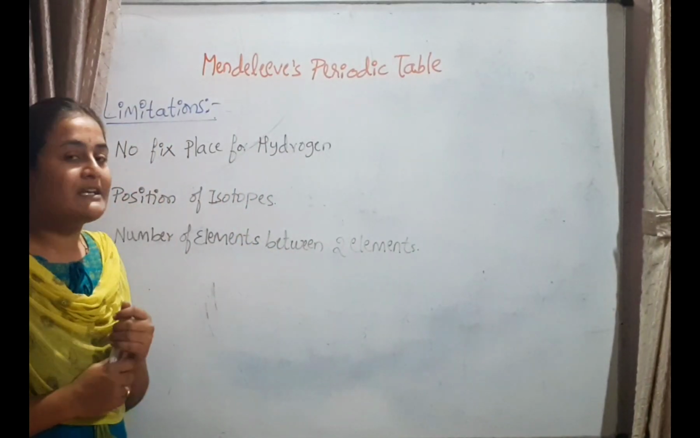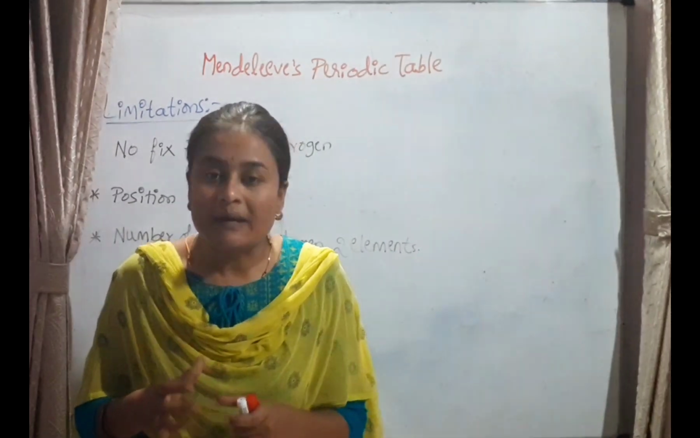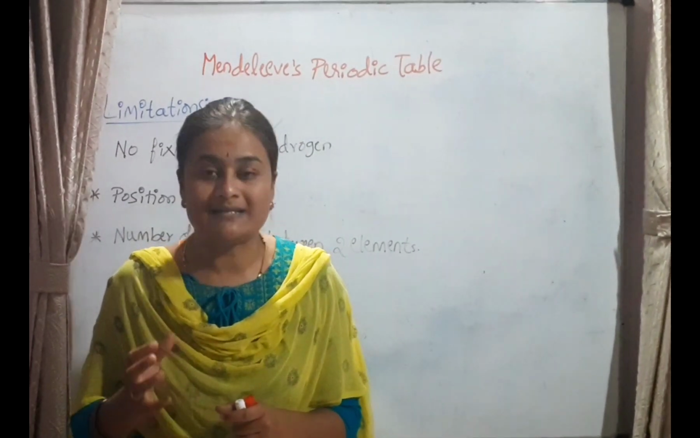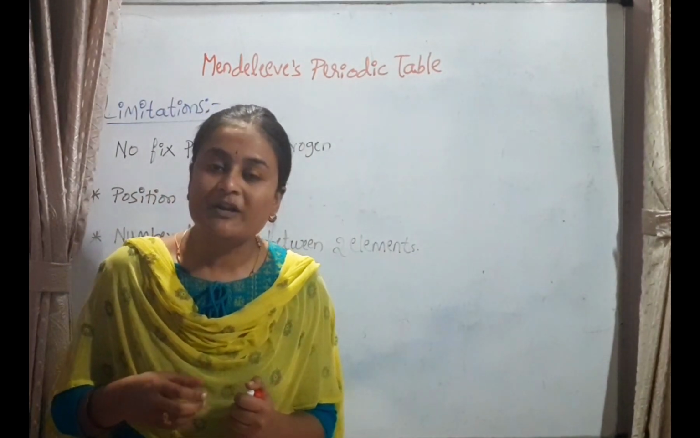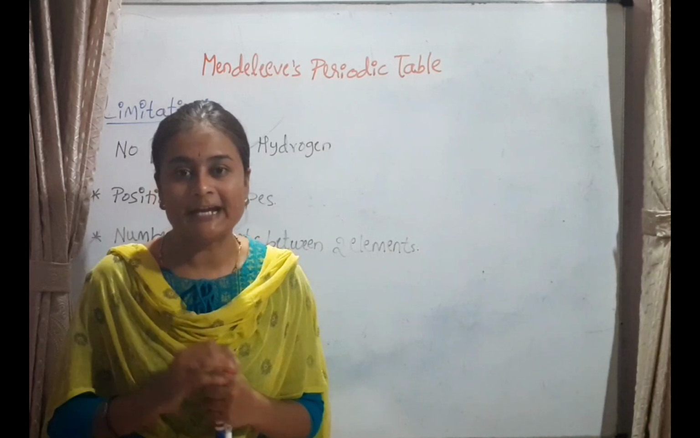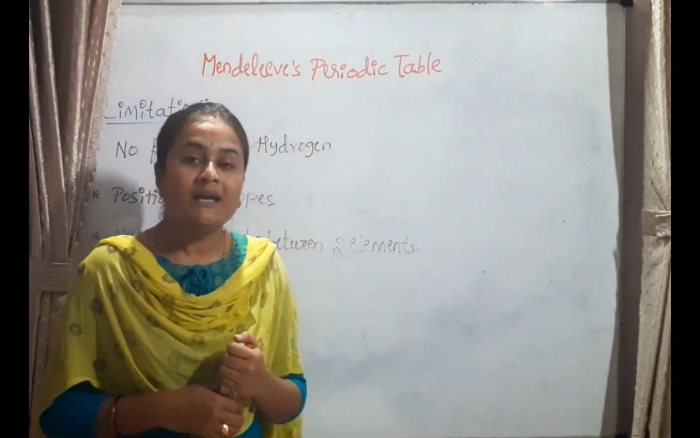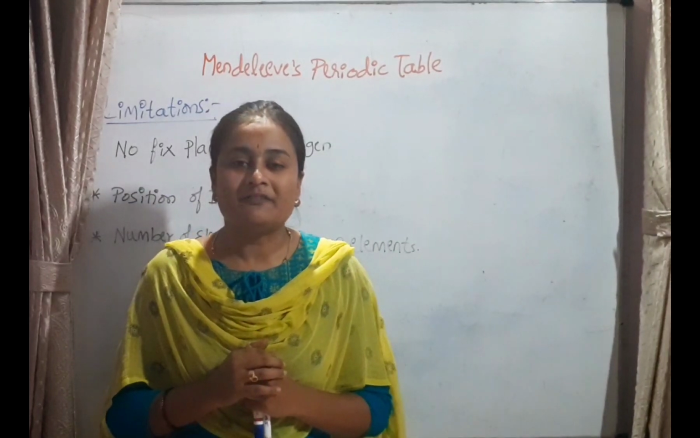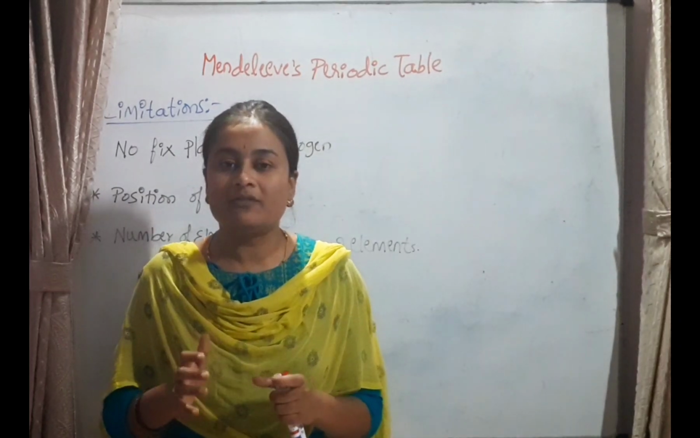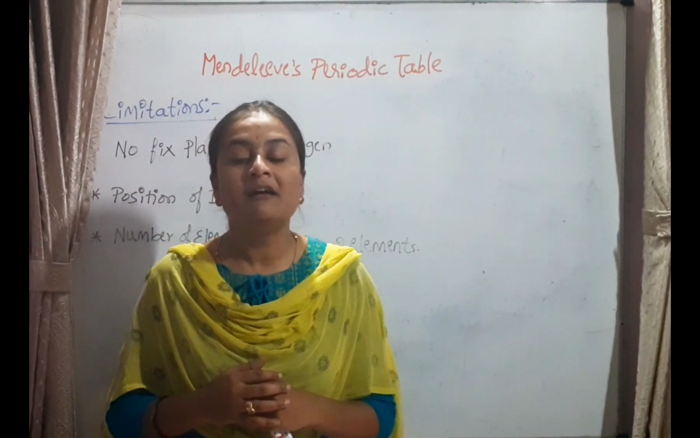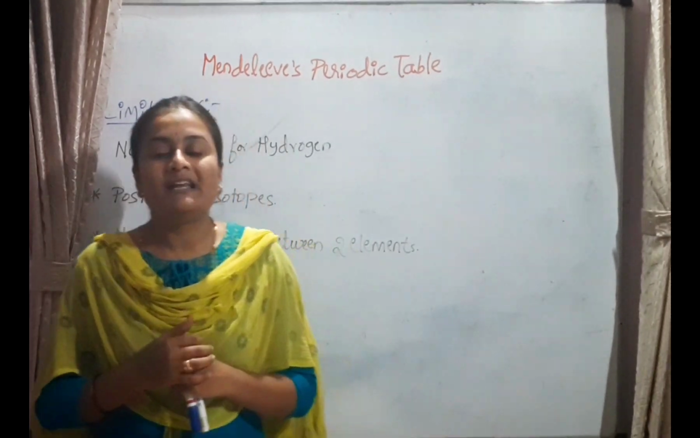And the second limitation is about isotopes. Isotopes are atoms which have similar chemical properties but different atomic masses. The limitation is he did not give the perfect place for isotopes because they were discovered very late. This is the second limitation. And the last limitation is about the number of elements between two elements. Here he arranged the elements in the increasing order of their atomic masses. But the atomic mass did not increase regularly. Therefore, it is not possible to predict how many elements were present between two elements. This is the third limitation. These are the limitations of Mendeleev's periodic table.